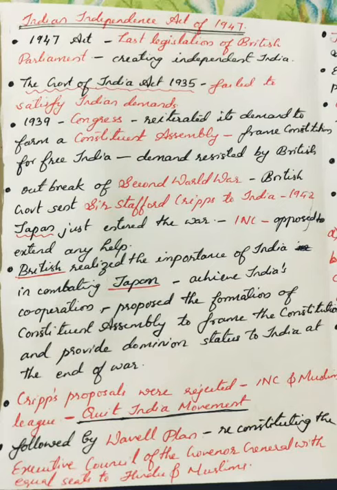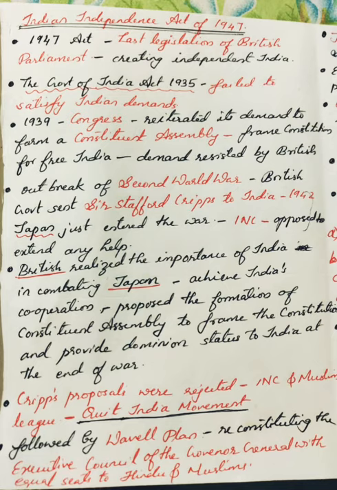Indian Independence Act of 1947. The Act of 1947 was the last legislation of the British Parliament with the purpose of creating independent India. The Government of India Act 1935 failed to satisfy Indian demands. That's why this Indian Independence Act came into existence.